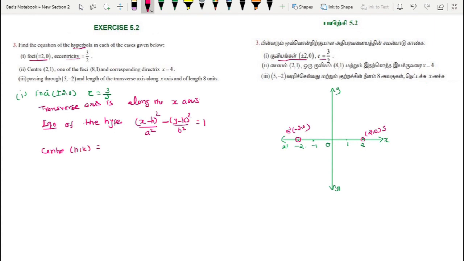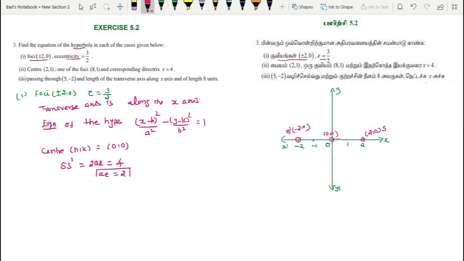Center is the midpoint of S and S dash. So the midpoint of 2,0 and minus 2,0, என்ன வருதுங்க, 0,0. So here the center is 0,0. Next a and b வேணும் சரியா. So the distance between the two foci S and S dash equal to 2ae, which is equal to, இந்த distance ஒரு 2 இங்க ஒரு 2, so total 4. So ae equal to 2.